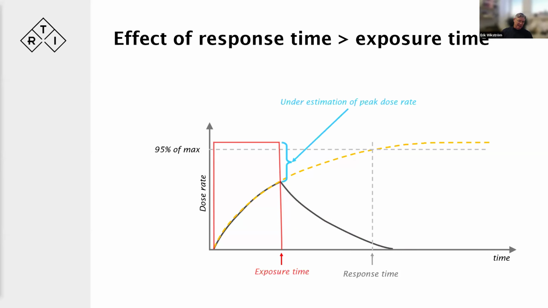And that gives us an underestimation of the peak dose rate. After the exposure, the instrument will give you this reading as the peak dose rate of this exposure, so it's an underestimation. And like we said before, the response time is typically 2 seconds or more.